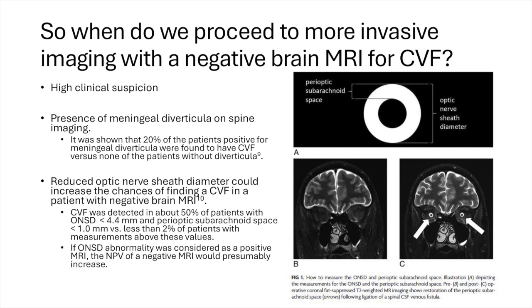The other thing we look at is the reduced optic nerve sheath diameter, which could increase the chances of finding a CSF venous fistula in a patient with a negative brain MRI. We found that if you used a cutoff of an optic nerve sheath diameter of less than 4.4 millimeters and a perioptic subarachnoid space of less than 1.0 millimeters, you found CSF venous fistulas in about 50% of those patients. And if they had values above that, less than 2% of those patients would have a CSF venous fistula. So if optic nerve sheath diameter abnormality was considered a positive MRI, there's a chance that the negative predictive value of a negative MRI would actually go up.